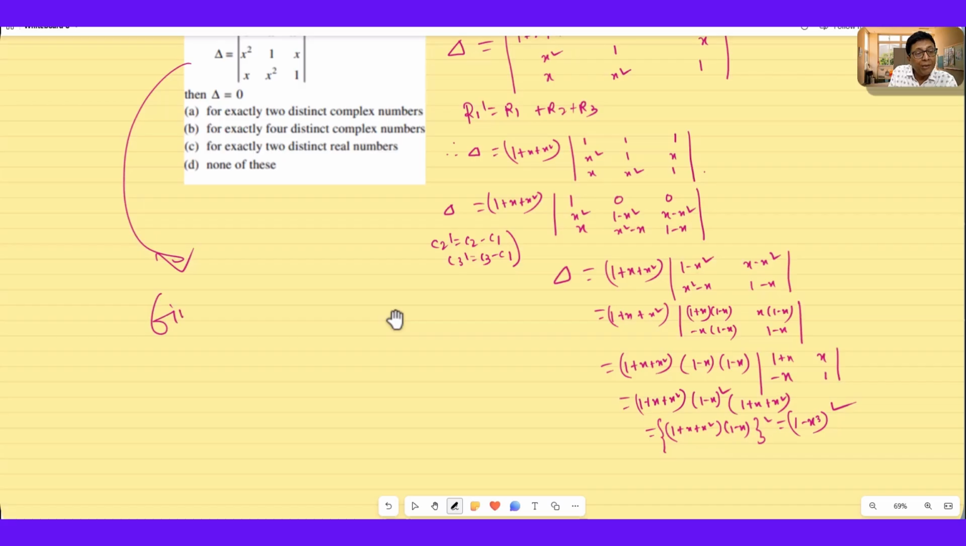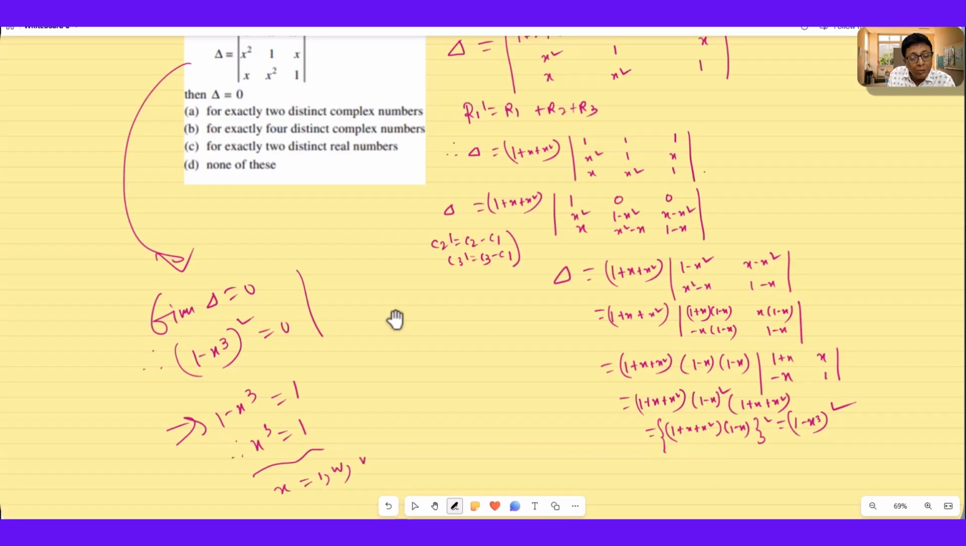So it is given delta equal to 0. So this thing is 0. It implies x cube equal to 1. Therefore the 3 roots are the 3 cube roots of unity, you know: x is 1, omega and omega square. Clear? So exactly 2 distinct complex numbers are there for this one. Clear? And only one value.